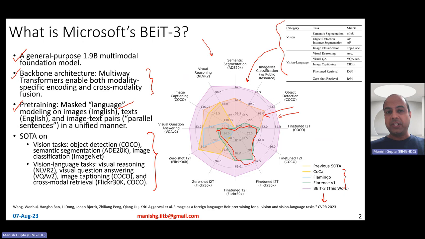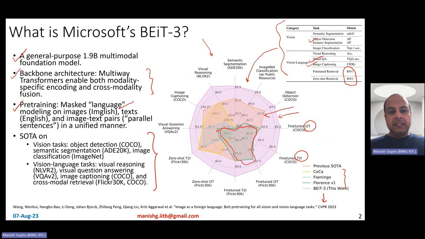the performance for both vision and vision language tasks using various metrics. Each axis plots a metric which is specific to that task. For example, for object detection, average precision is used. For visual question answering, accuracy is used. For image captioning, CIDEr is used, and so on. Here I2T is the image to text retrieval task, and T2I is the text to image retrieval task. In both of these retrieval scenarios, it is recall at one that is plotted here. So that is that.